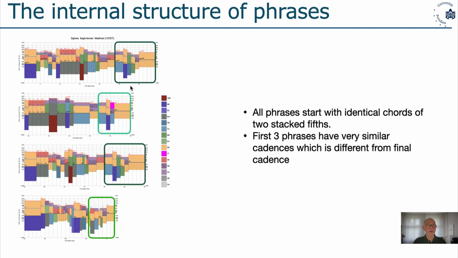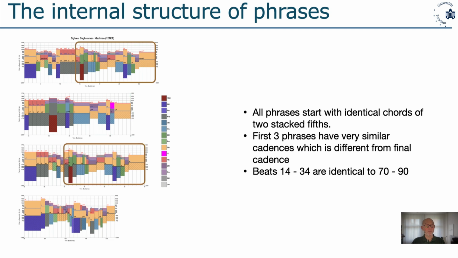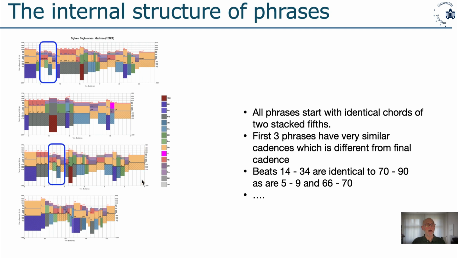The first 3 phrases have very similar cadences, which is different from the final cadence. So these 2 are actually identical. The beats 14 to 34 and beats 70 to 90 are identical, as are the beats 5 to 9 and 66 to 70. So there's a lot of information which can be read off this graph immediately.